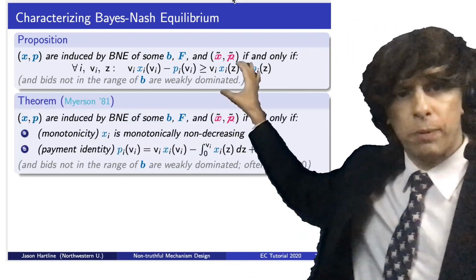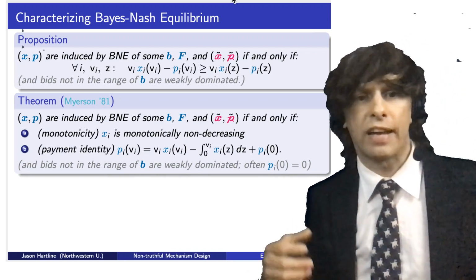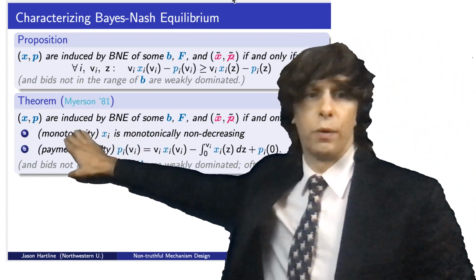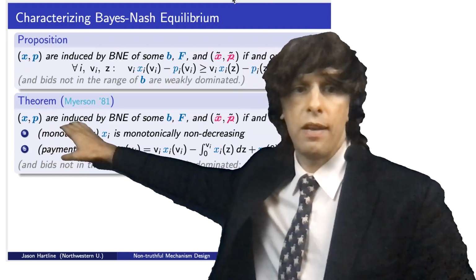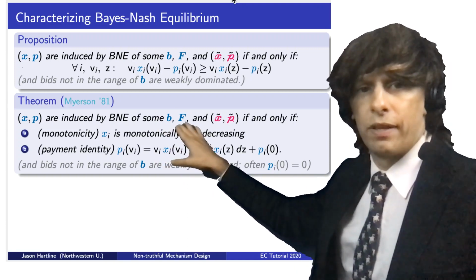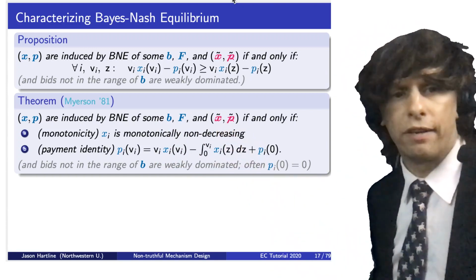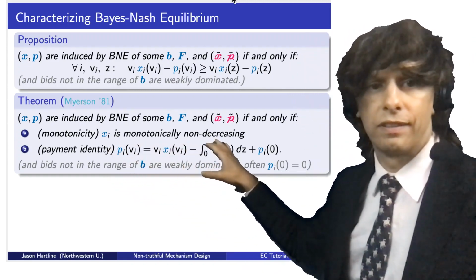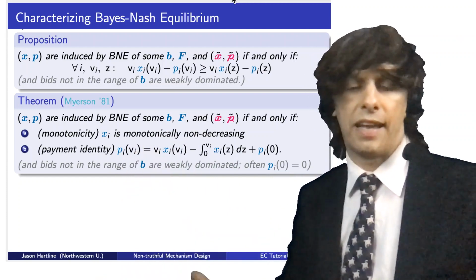Great. So this first proposition just reinterprets what Bayes-Nash equilibrium means. This next theorem is going to give you a structural characterization of the kinds of interim allocation and payment rules that can arise in Bayes-Nash equilibrium. Okay, so the interim allocation and payment profile, X and P, are induced by the Bayes-Nash equilibrium for some bid strategy function, for some distribution over values, and some ex post allocation and payment rule, if and only if the interim allocation rule of every agent is monotonically non-decreasing. Okay, that means that when an agent has a relatively higher value, they're not less likely to get allocated in equilibrium.